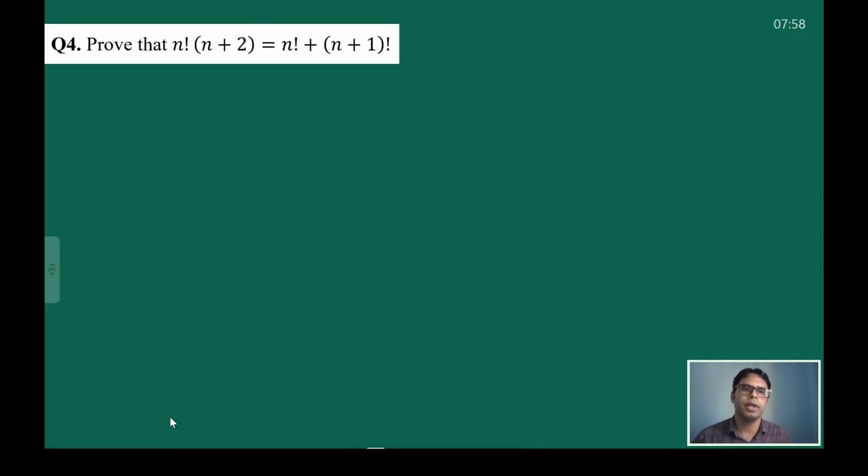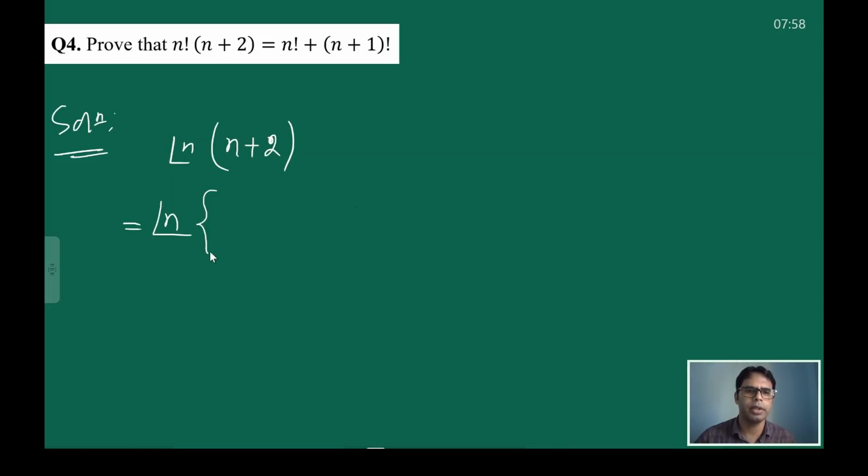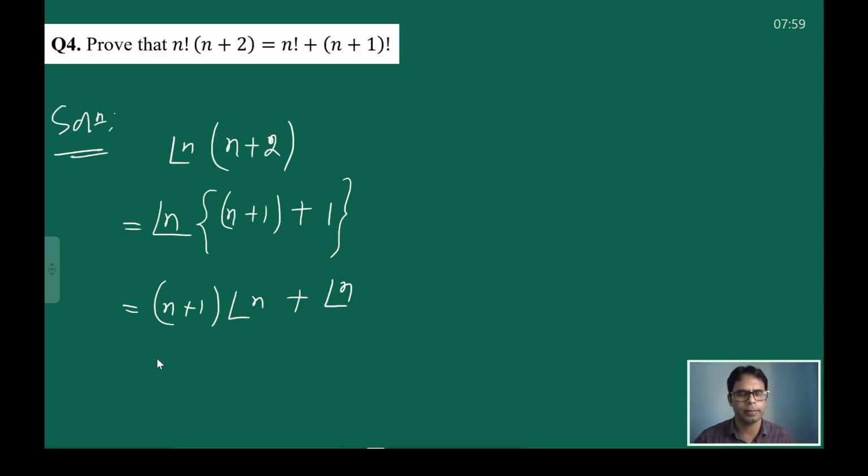Prove that factorial n into n plus 2 is equal to this. A very simple question. So you write the solution. It is factorial n. Starting from the left hand side, this is factorial n into n plus 2. Easily, if I write, factorial n can be written as n plus 2 is actually what it can be written as n plus 1 into n plus 1. Then open this bracket. What will come? This will be n plus 1 into factorial n plus this factorial n into 1 is simply factorial n, and this is equal to a property. We can put this inside, and that is factorial n plus 1 and plus factorial n. These are the answers.